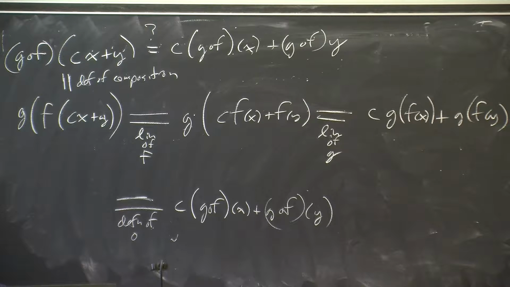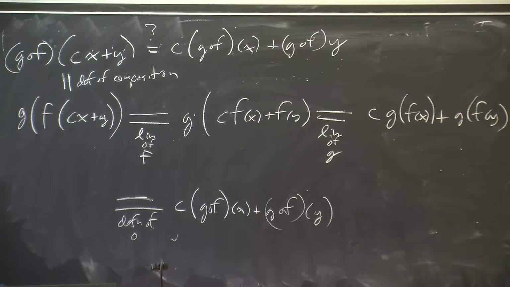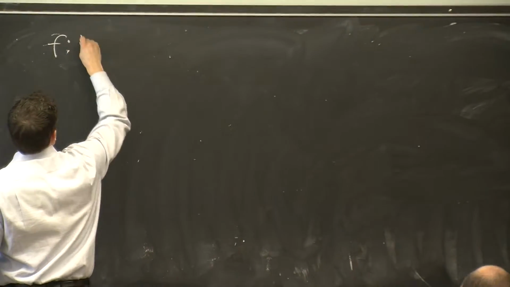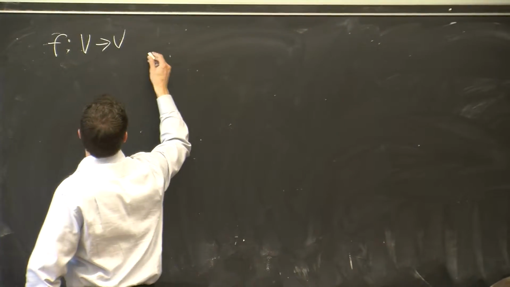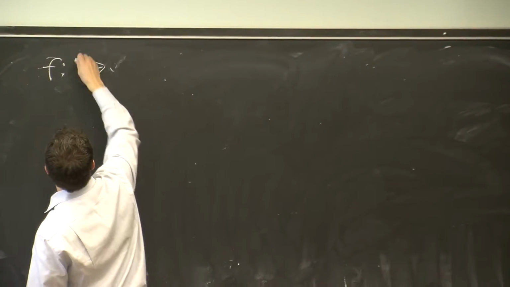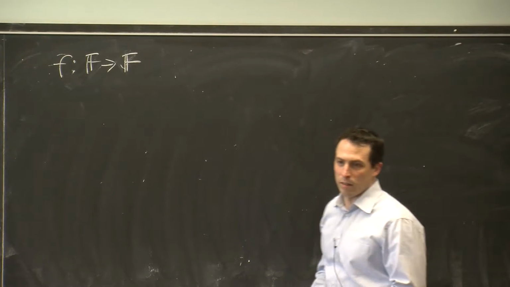Now, this operation of composing functions, or of composing linear transformations, is a little bit like multiplication, right? More than a little bit like multiplication, in fact, because suppose f is a linear transformation from a one-dimensional vector space to a one-dimensional vector space. And for a one-dimensional vector space over a field, we can write f, right?